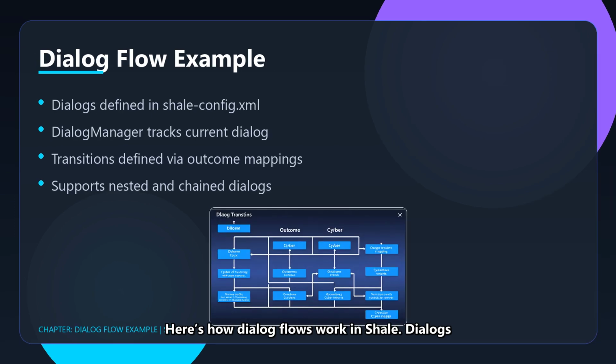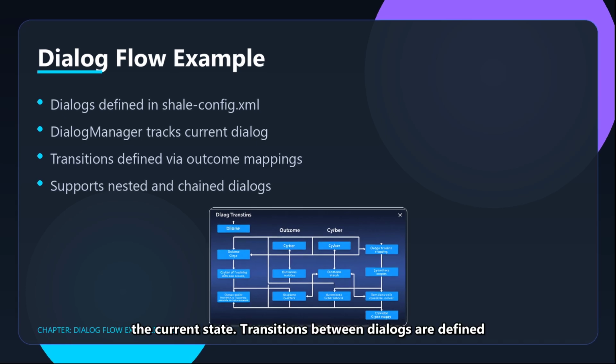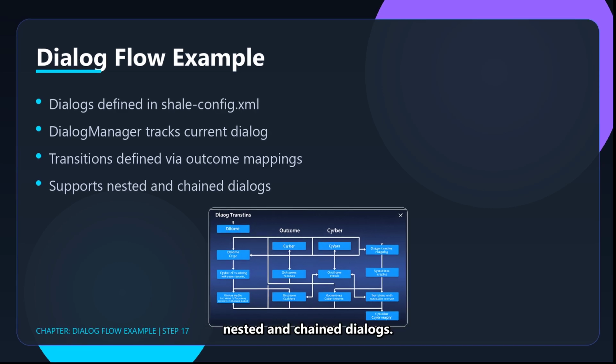Here's how dialog flows work in Shale. Dialogs are defined in Shale config.xml, and the dialog manager tracks the current state. Transitions between dialogs are defined via outcome mappings, and the system supports both nested and chain dialogs.